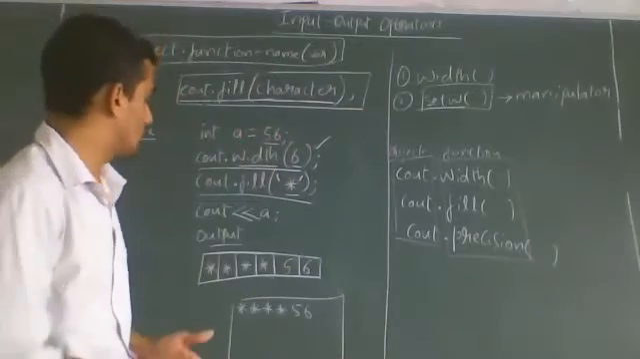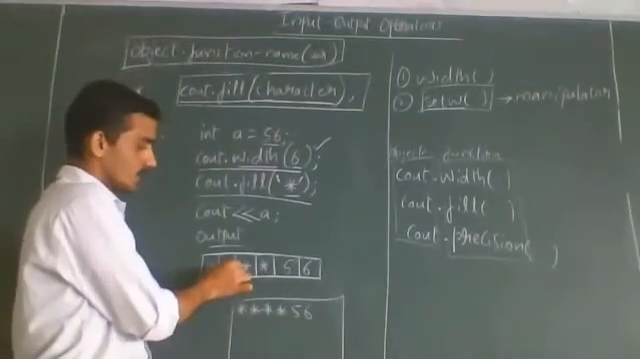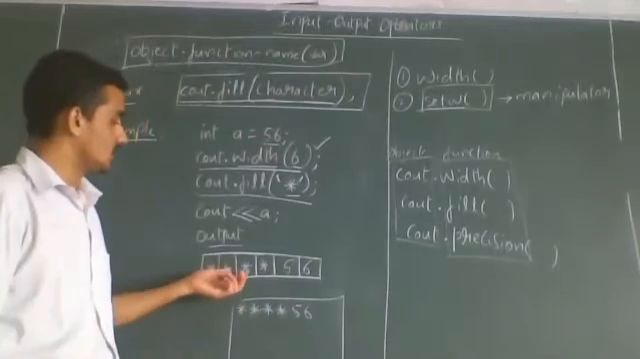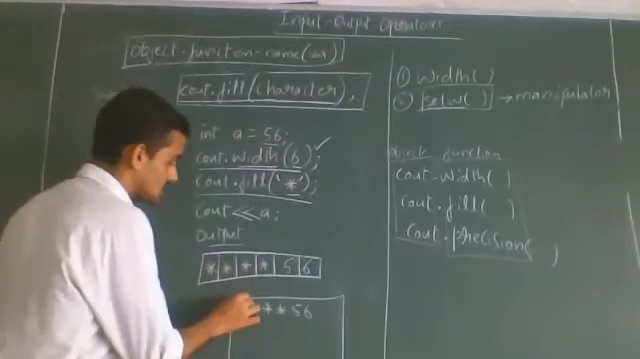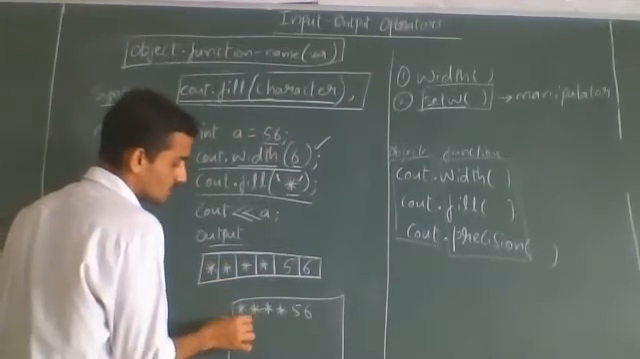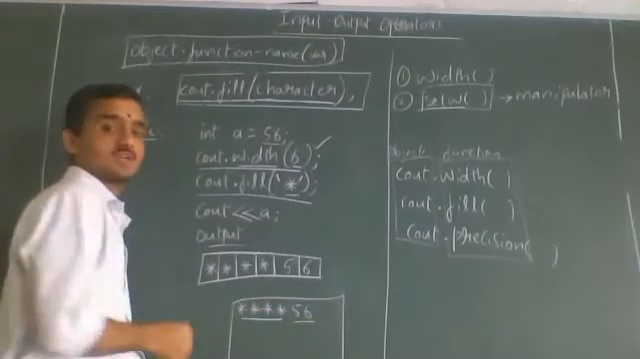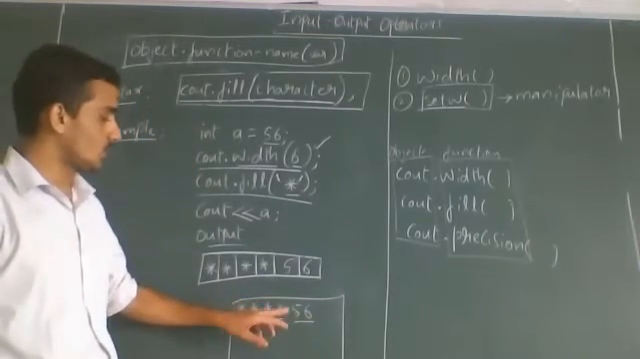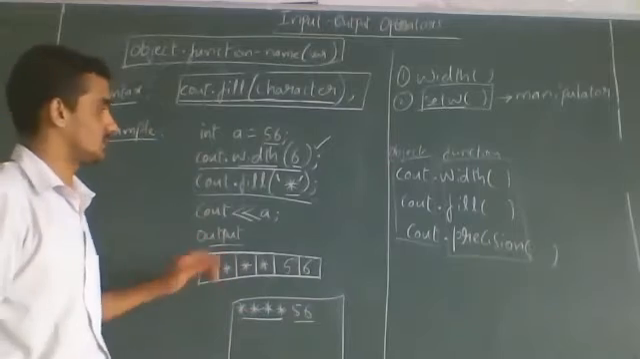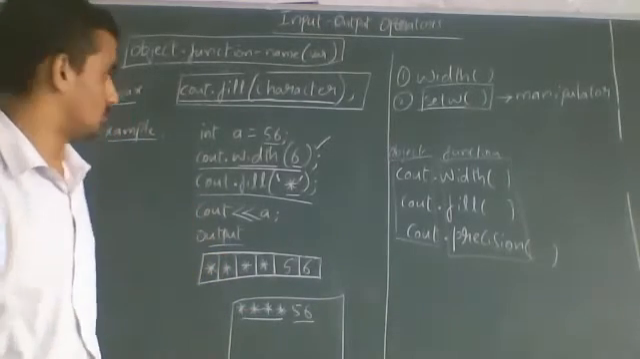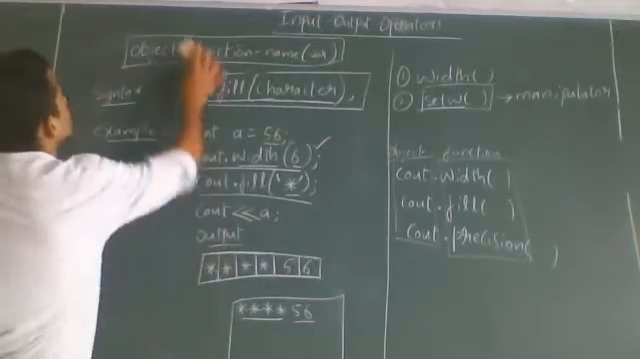When you write the output, either you write in this way in your book or in the test, or you write it as a box: first you write 4 star symbols, then you write 56, indicating that the empty spaces are filled by star, followed by the integer 56. So this is about the fill function. Next we will move to the setfill function.